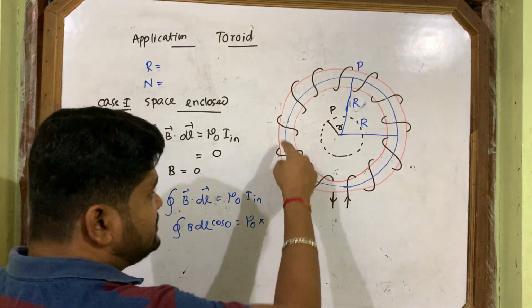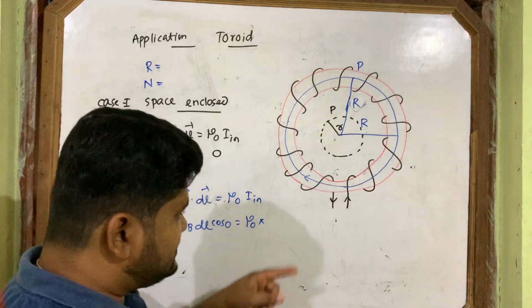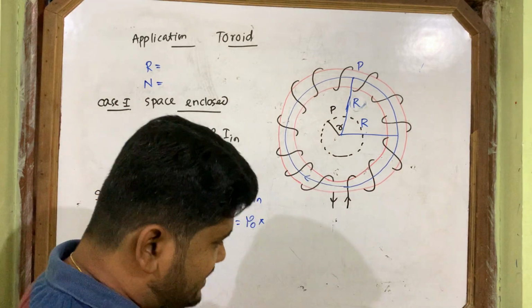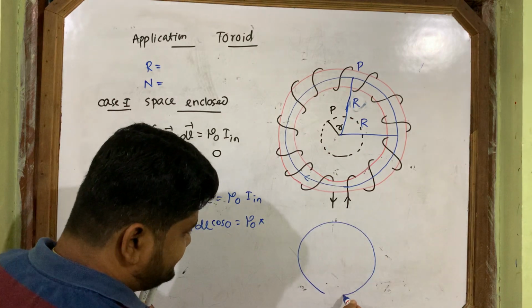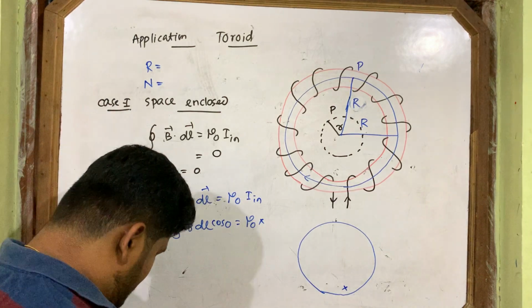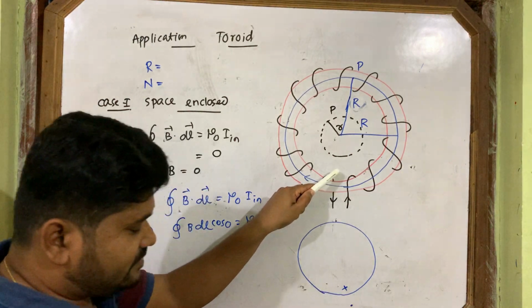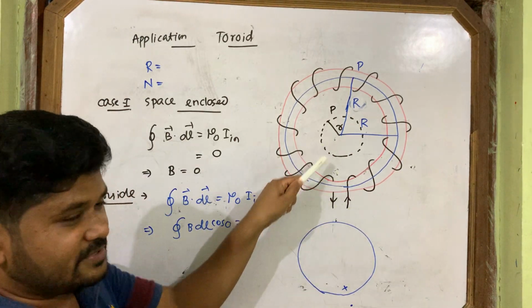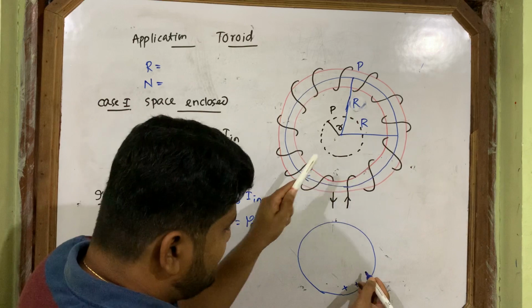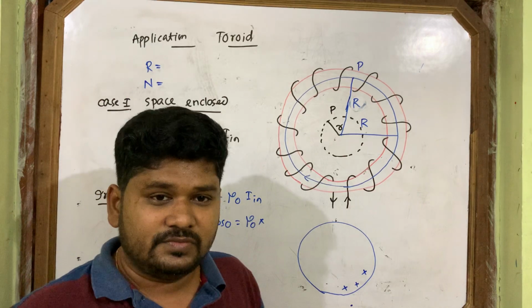If this blue line is the Amperian loop, you see current goes inside here once, then comes out outside, then again enters inside. At this point current enters, which I show by a cross sign, and outside it comes out. This is also the symbolic presentation of this toroid. And here again it enters, comes out, enters, comes out. So every time current enters inside the loop, it then comes out of the loop.